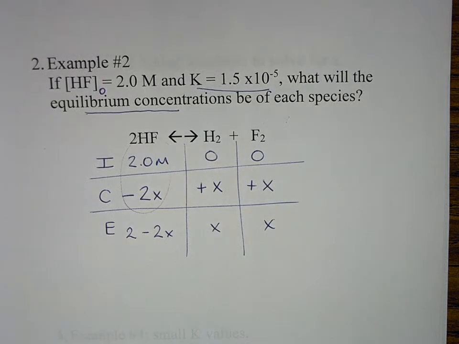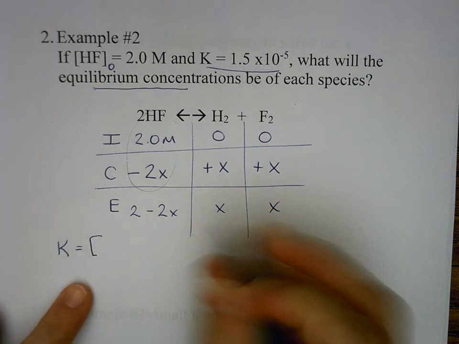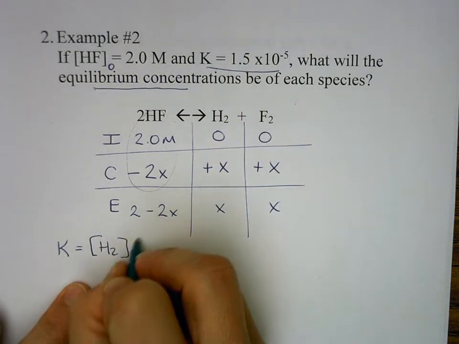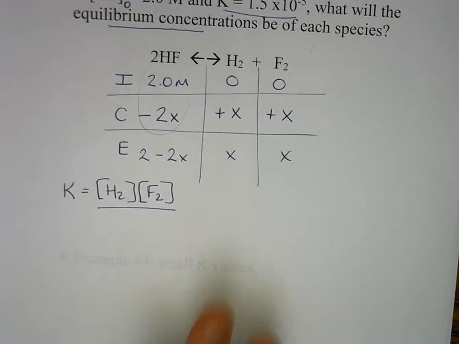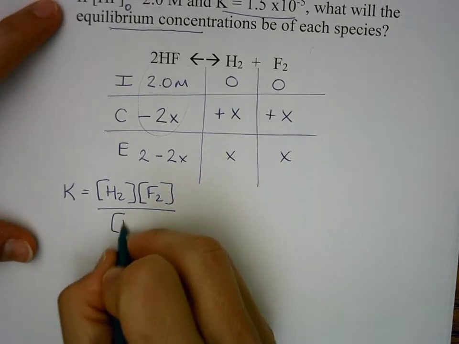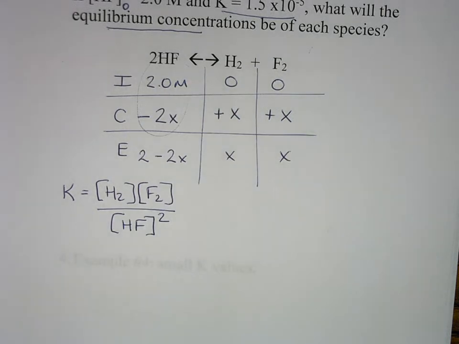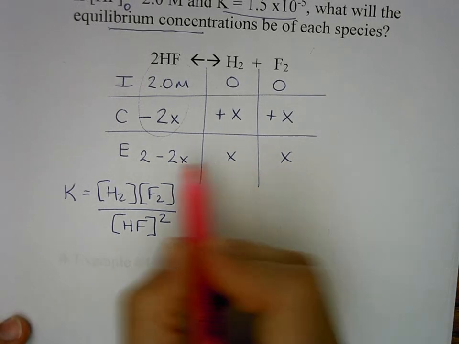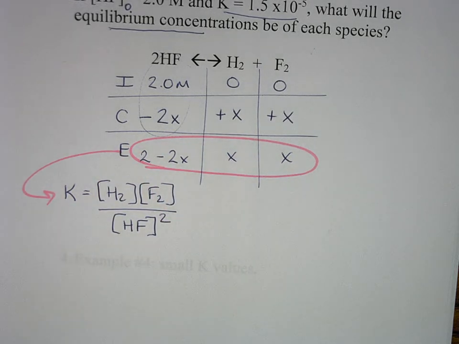You have to write out the equilibrium expression first. K is equal to the concentration of H2 times the concentration of F2, so this is products over reactants, and then the concentration of HF squared, because the coefficient is 2. What I'm going to do is take all of my equilibrium row and plug it into my expression for K.